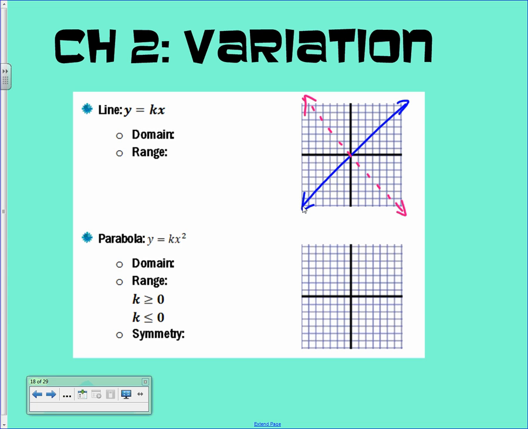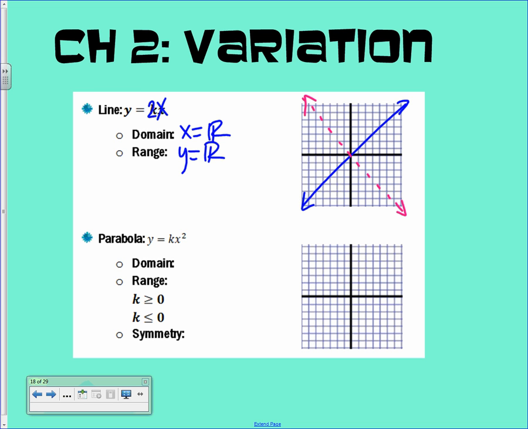I think you usually did yours in dotted lines so you could tell the difference. But either way, domain as we go left to right should be all reals. And range as you go from the bottom to top is also all reals. So if you're not sure about these on the test, you could always pick a number for k, so maybe you just pick 2, and then y equals 2x, and then you could just graph that on your graphing calculator and check. But I would think you would know what a line is.